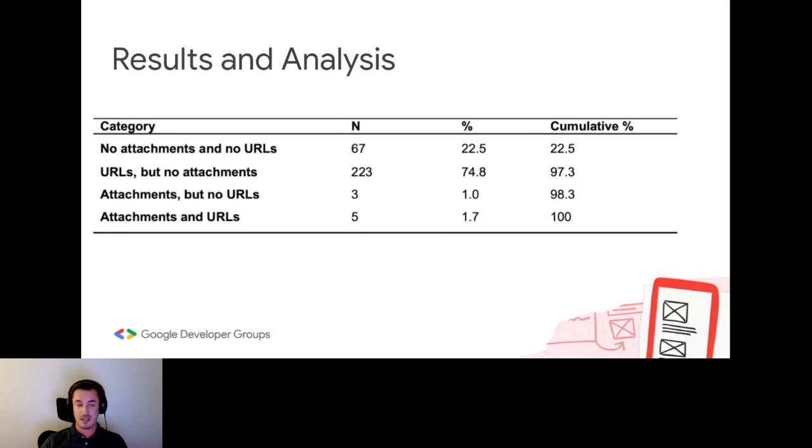So overall 300 emails. From those you can see that most of them had URLs but no attachments. Most of them I received were actually trying to get me to click something and go somewhere, and that was almost 75% of all the emails. And the rest, if you see the attachment and URL file, only 5, and attachment but no URL only 3. That most likely came from somewhere where I was maybe doing some testing or anything like that.